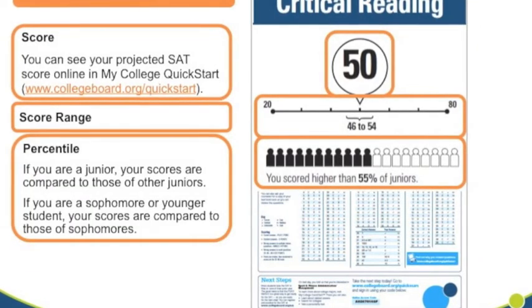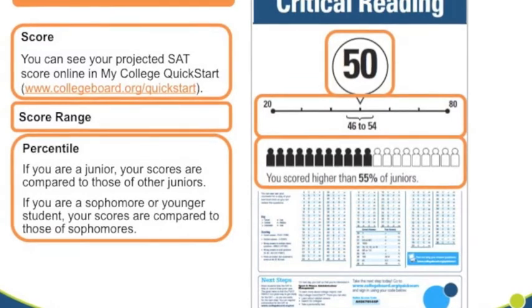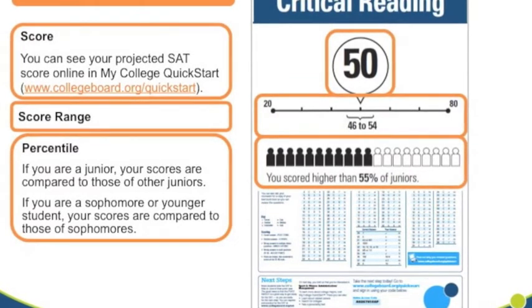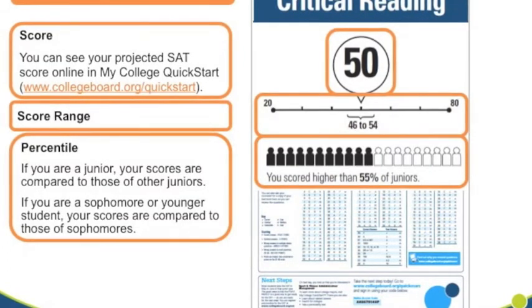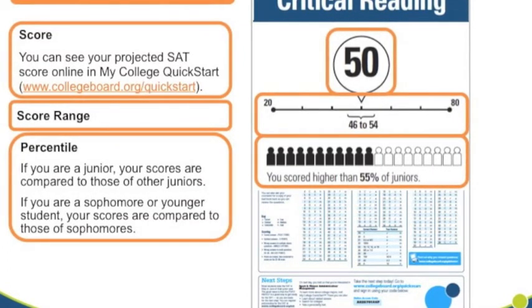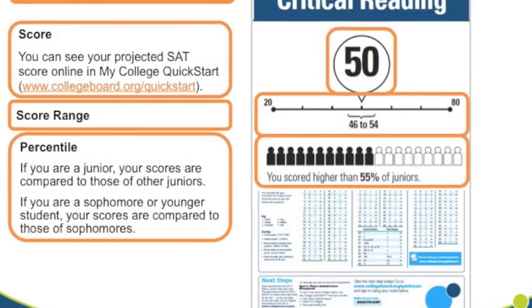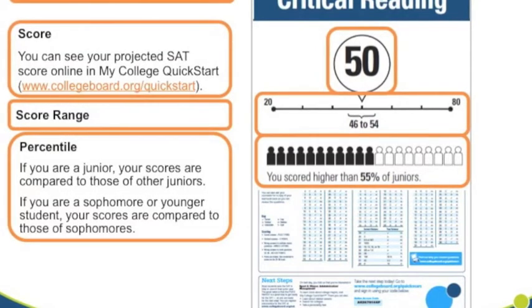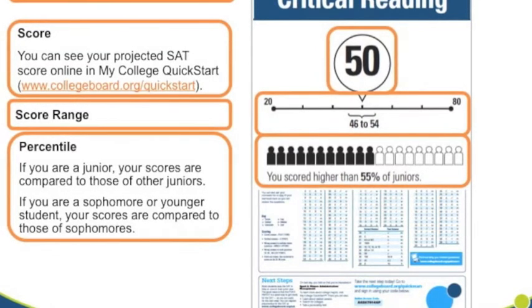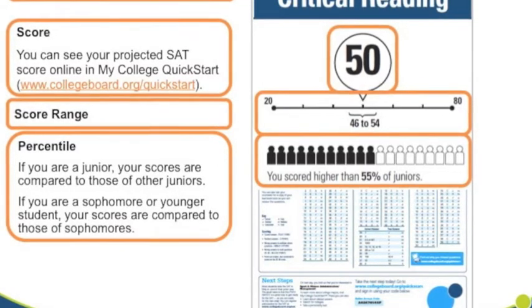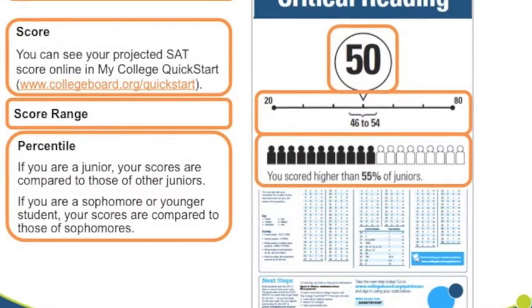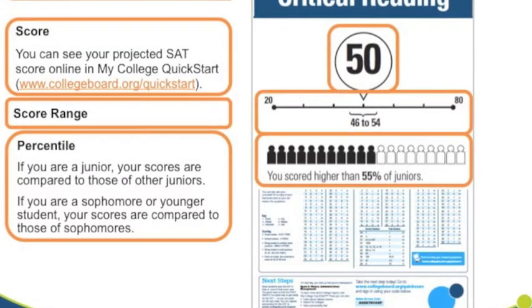PSAT scores are reported on a scale from 20 to 80. The sample here shows a score of 50 for the critical reading section. Below the score is a score range. Ranges show how much your score might vary if you took the PSAT again before gaining new knowledge or skills. In this case, the critical reading score would be within 4 points above or below 50. The performance of students with scores between 46 and 54 would be very similar.